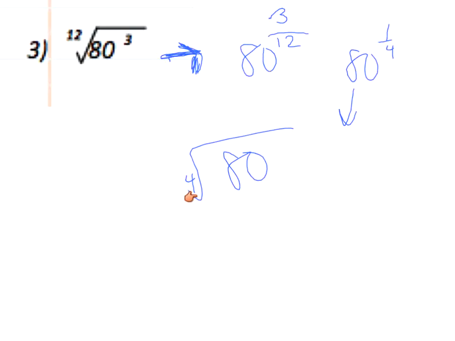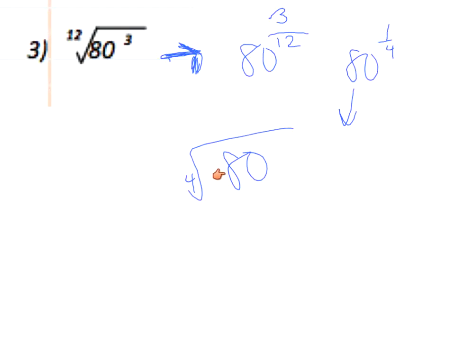If you are able to go straight from radical to reducing the radical, that's fine. But a lot of students have to see it as a fraction to be able to reduce it. So that's why I'm just showing you. If you need to write it back this way and reduce to the 1/4, that's fine. If you can do 3 over 12 and reduce to the 4 without doing that step, that's fine. So what I'm looking for here is what is the 4th root of 80?